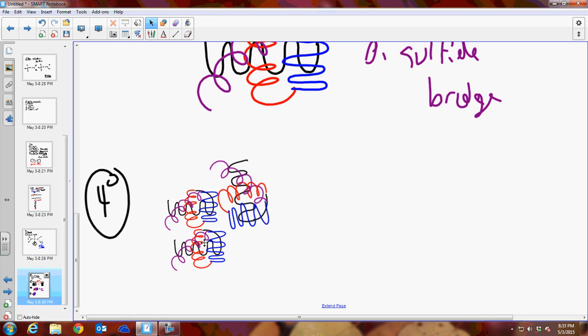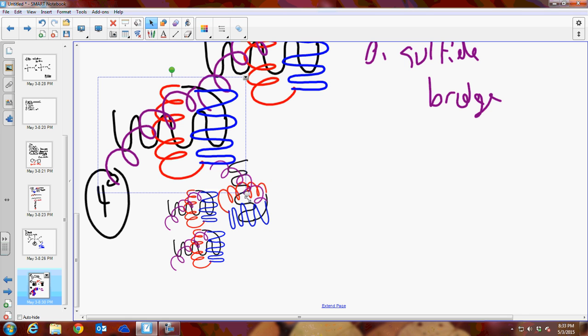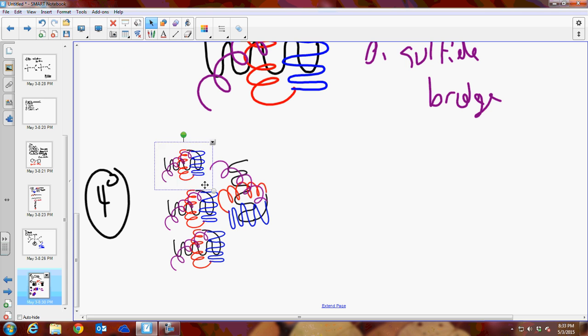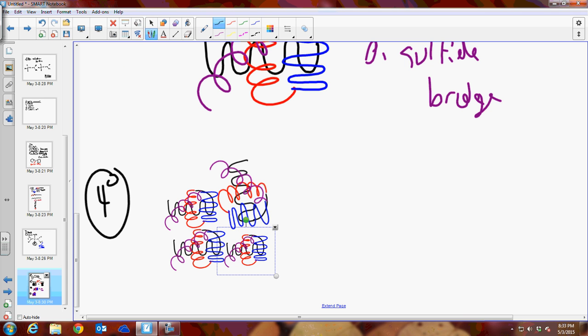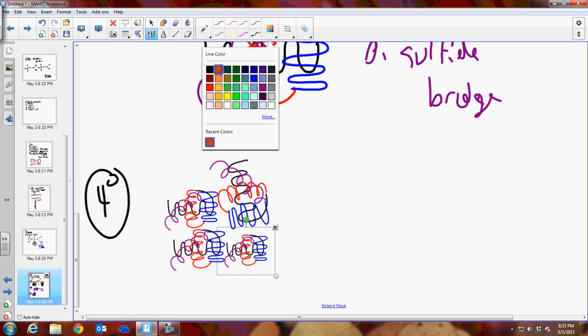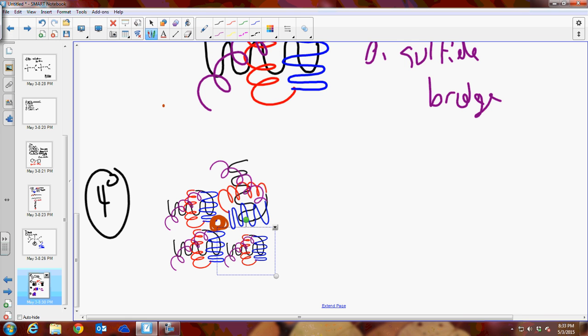A hemoglobin molecule actually has 4 of these, and right smack dab in the middle of it looks like a nice iron color. Is this big old iron molecule, and that's what binds oxygen, and that's what allows your blood to carry oxygen. So those are the 4 structures of proteins.